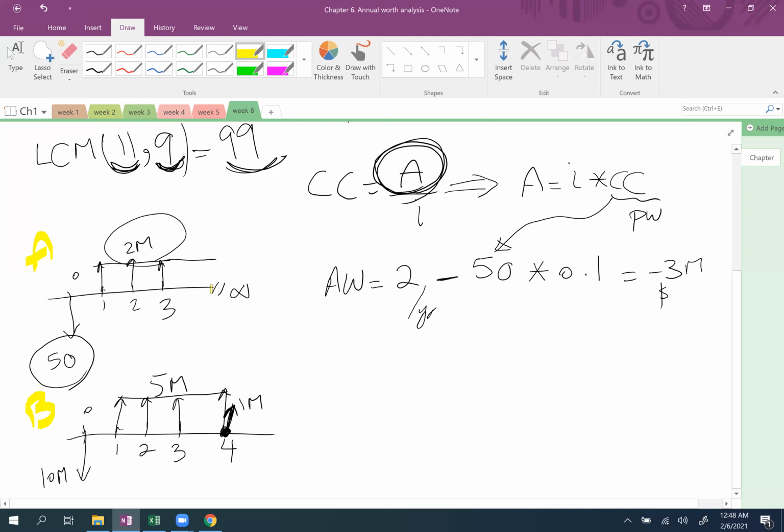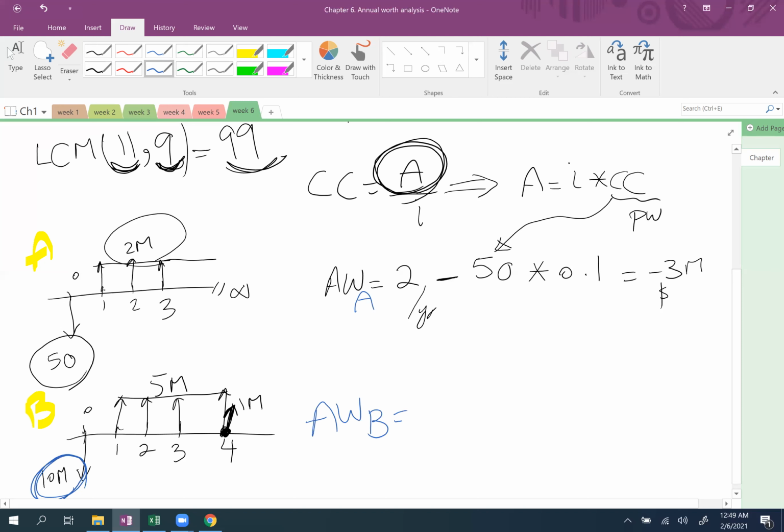In the previous chapter, I had to calculate the LCM, and I had to assume that both projects have a lifetime of infinity, because the LCM of 4 and infinity will be infinity. But the good news is that in this chapter, I don't care about this lifetime, because I can directly convert them to annual worth.